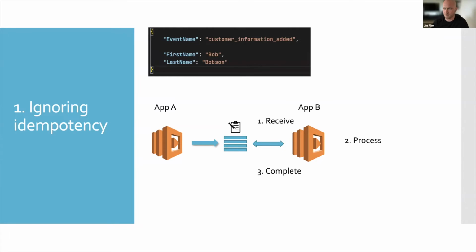There can, of course, be some problems here because let's say, for example, that process step number 2 fails. If that's the case, it's usually not much of a problem because the message won't be completed and you will get the same message again next time application B starts up or works. But it can also be the case that process number 2 actually succeeds, but step 3, complete, fails. In that case, you have processed the message, but you haven't told the queue that you have. So the queue will give you the same message again in the future.